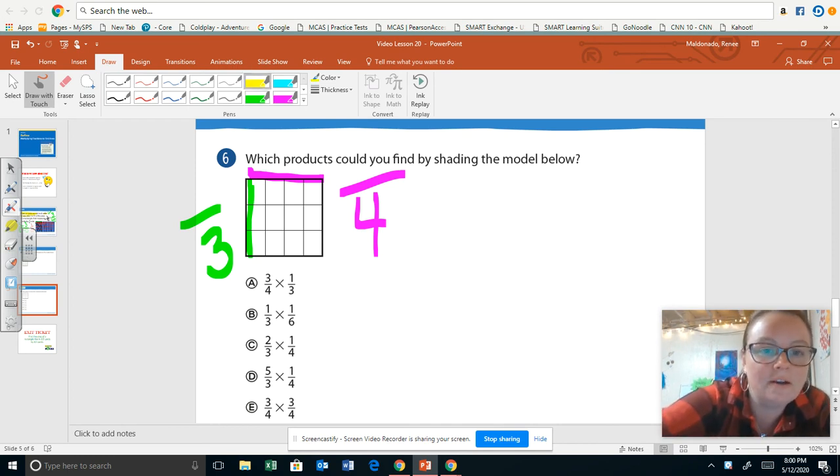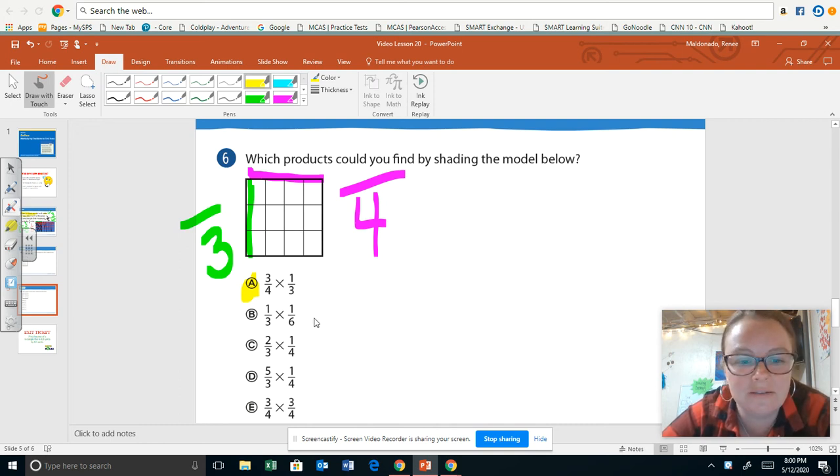Winner, winner, chicken dinner. Let's try B. 1/3 I could represent here. 1/6. No, that's not going to work. I don't have 6 parts for length. Let's get rid of that one. C. 2/3 times 1/4. Well, I have thirds and I have fourths. So I could shade in 2/3 and I could shade in 1/4 to find the area. That one is also a winner.